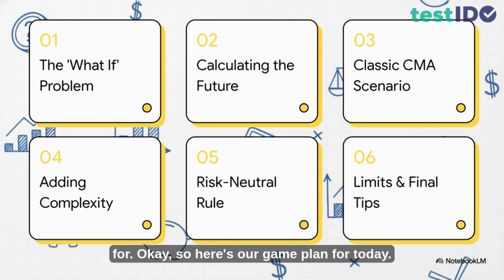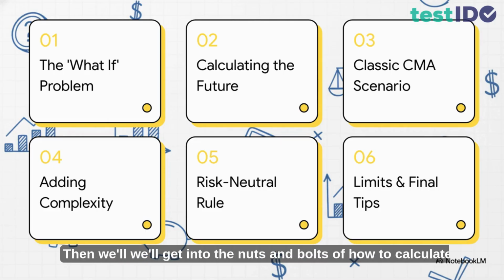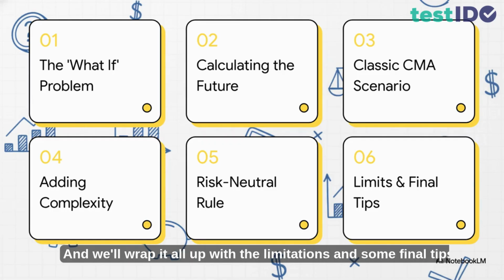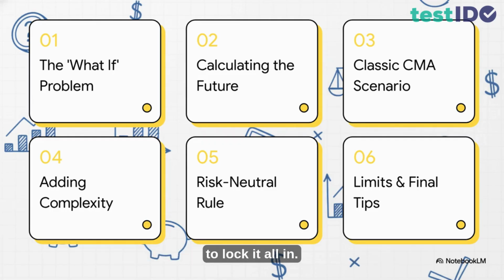Okay, so here's our game plan for today. First, we'll really define this what-if problem. Then we'll get into the nuts and bolts of how to calculate the future. We'll walk through a classic CMA example, then we'll spice things up with a bit more complexity. After that, a super important concept called the risk-neutral rule, and we'll wrap it all up with the limitations and some final tips to lock it all in.